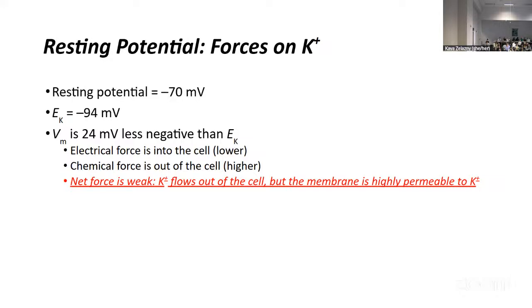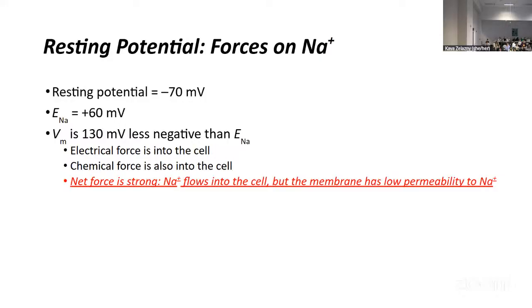Our electrochemical driving force points out, but this is pretty slow. We have slow flow out of the cell, but we have lots of open channels for potassium, unlike we do for sodium. So that high permeability keeps us pretty close to our equilibrium potential for potassium anyway. We've got the opposite situation for sodium. Sodium's really far from its equilibrium potential. At our resting membrane potential, both our electrical and chemical forces come in.